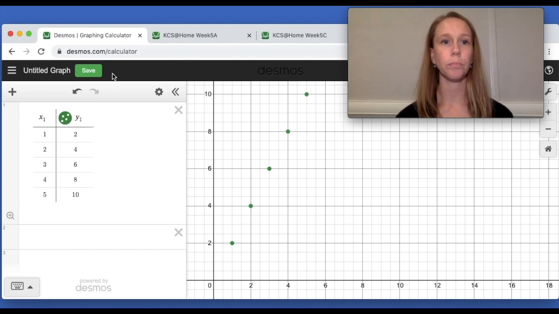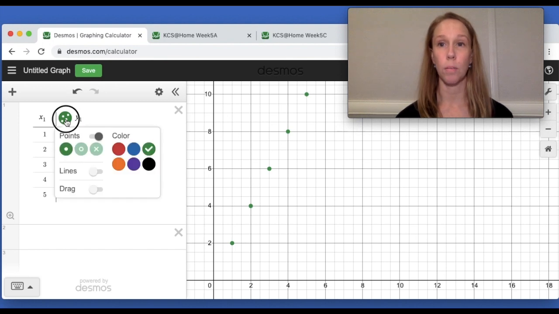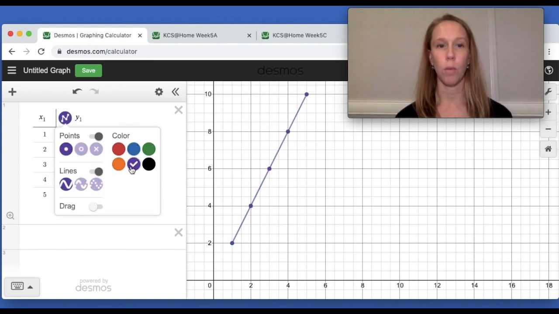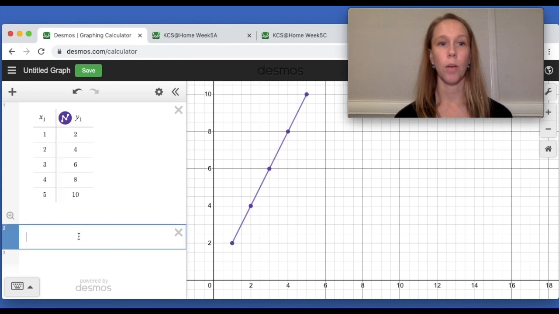Very simple. I can click here on this green dot, and if I hold my mouse down, I have different options. I might want to connect those dots. I can change the color of the line, do whatever I want to do. I could also go in and put the equation for the function, y equals 2x. You'll notice this line is red.